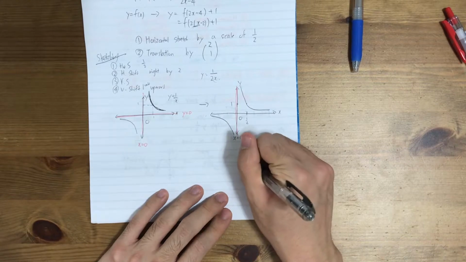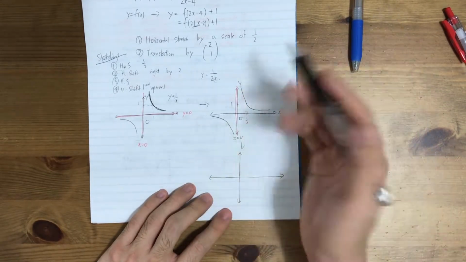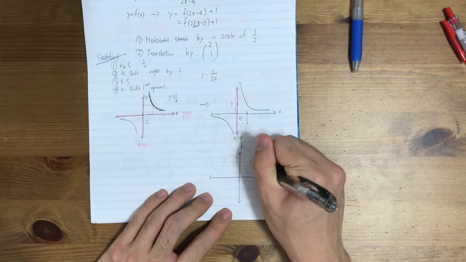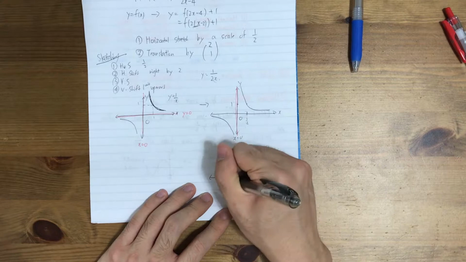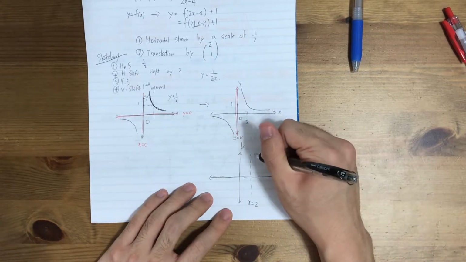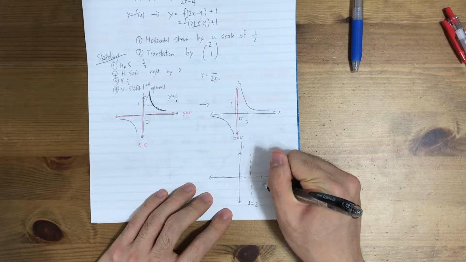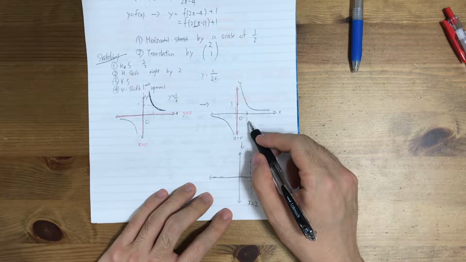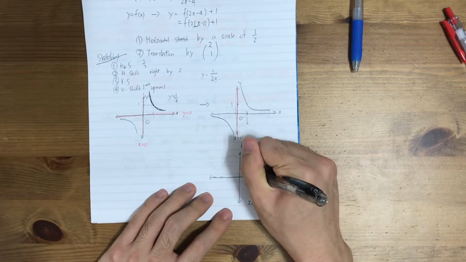So every x value, even the asymptote, is affected. So now we have the vertical asymptote as x equals 2 and it still doesn't affect y. And this point, so we add 2, so that's 5/2 and it's 1.